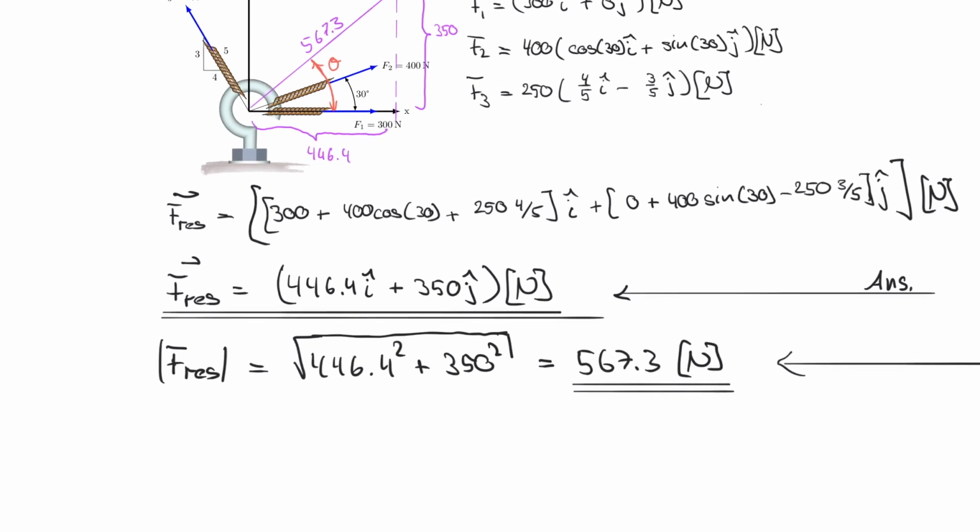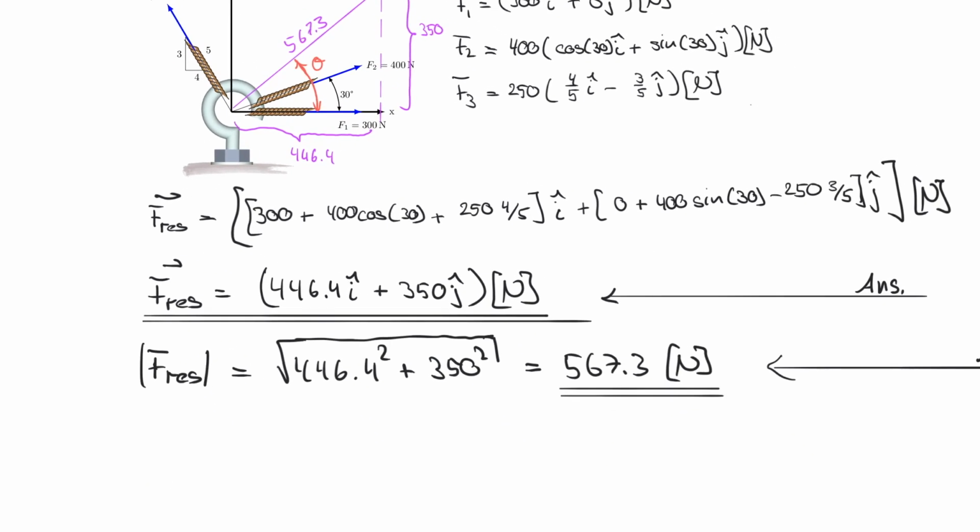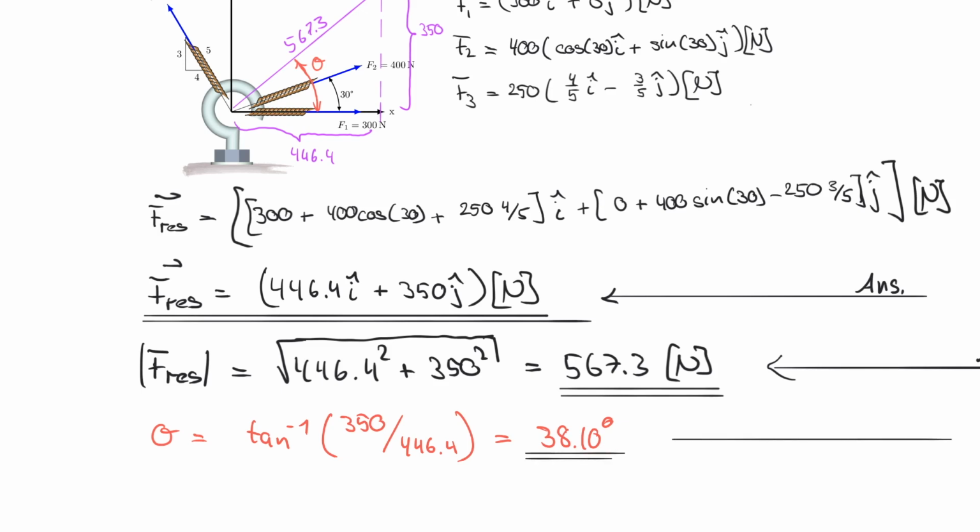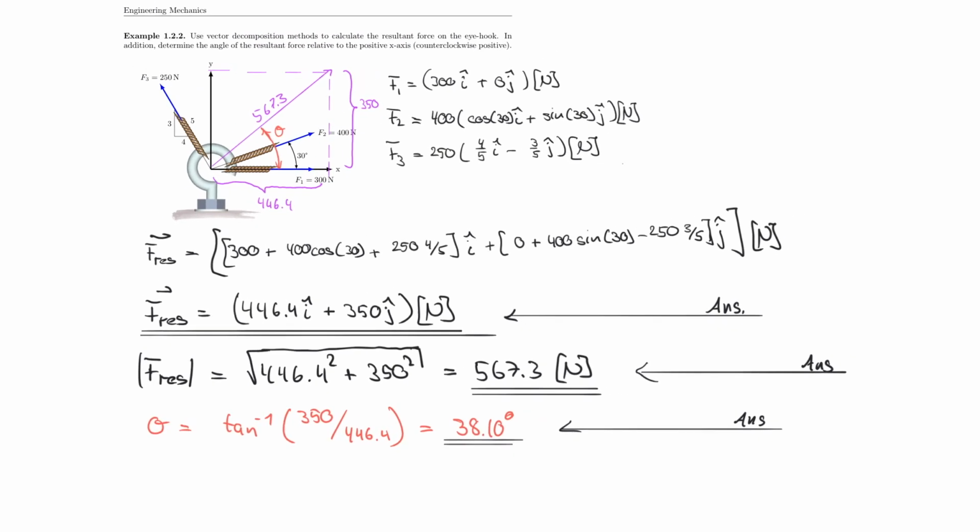So theta can be calculated by rise over run in this case. So theta is equal to tangent inverse of 350 divided by 446.4, and that turns out to be 38.1 degrees. And last but not least, double underline it. And here we go. And this completes this particular problem.